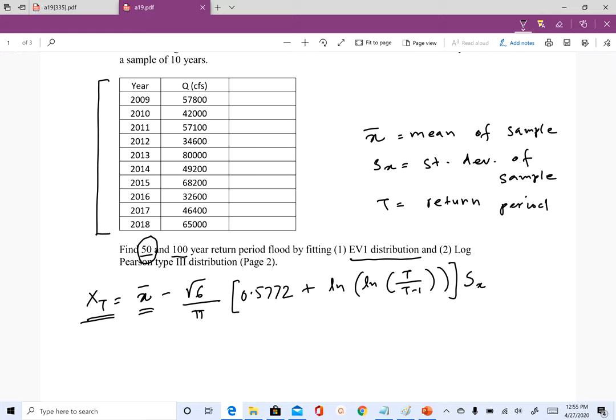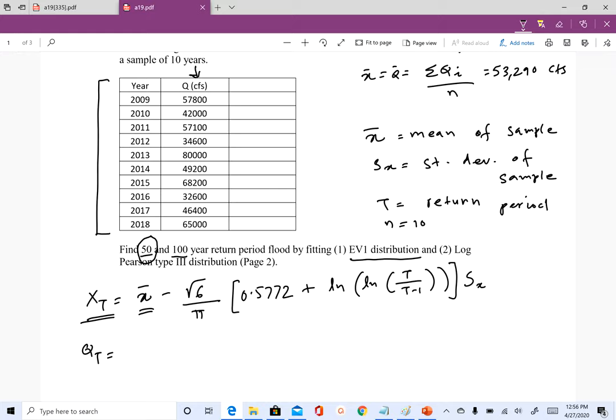X bar, you can get the mean of this series if your calculator allows you to do that. If not, what you can do is, X bar, which is Q bar, is equal to the summation of all Q's divided by N. So N in this case is 10. I have done these calculations for you. So for this, we have a mean of 53,290 CFS, and then for standard deviation, either you can use your calculator.